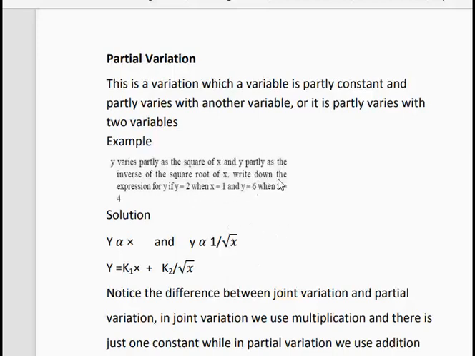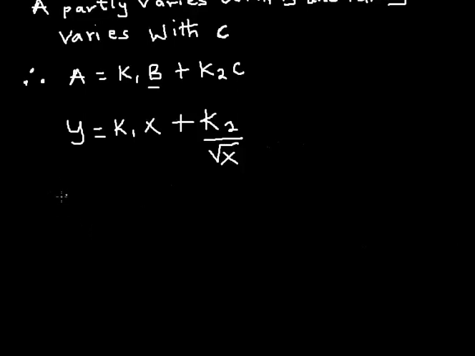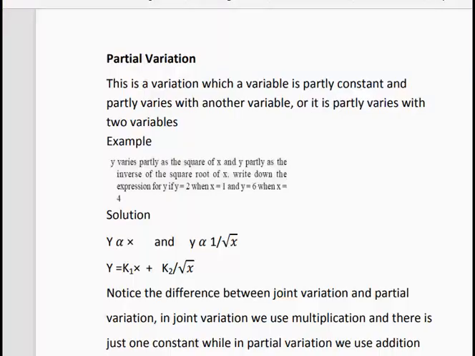The question is to write down the expression for y if y is equal to 2 when x is equal to 1, and y is equal to 6 when x is equal to 4. Let me read that again. Write down the expression for y if y is equal to 2 when x is equal to 1. First of all, I need to get my constants. I'm having two constants, and definitely I will have to solve this using simultaneous equations.